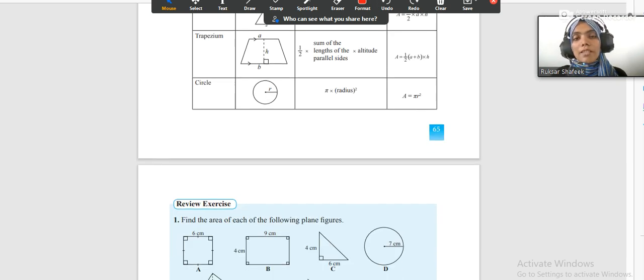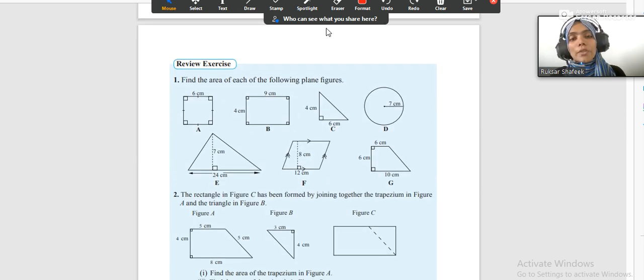And when you talk about the circle, it's pi r squared. Pi being 22 over 7, or 3.14, and for the radius, sometimes they give you the diameter. So let's remember that two radii together form one diameter. We have the review exercise, which has a combination of questions on finding the area of squares, rectangle, triangle, parallelogram, trapezium, circle, and all of that.